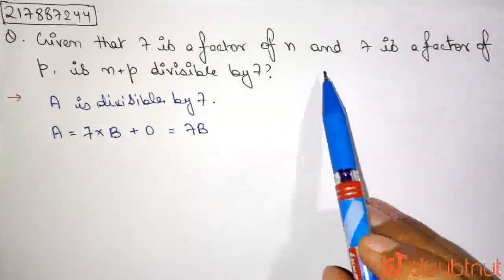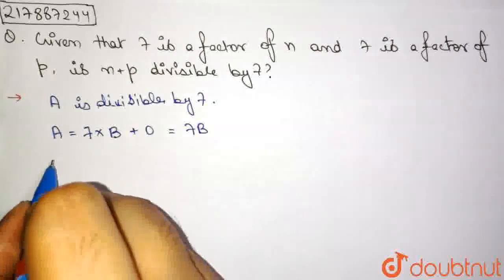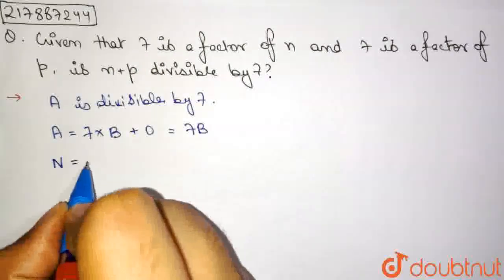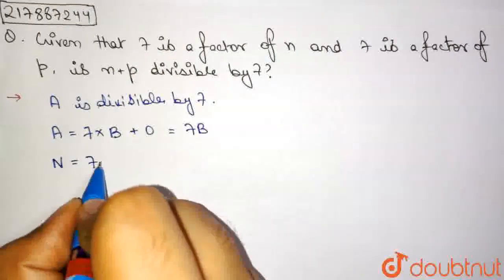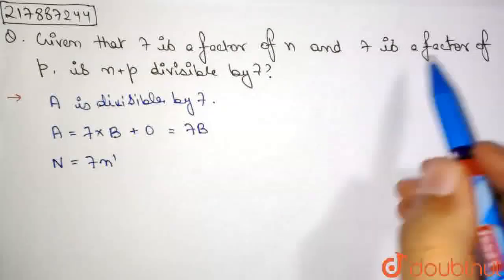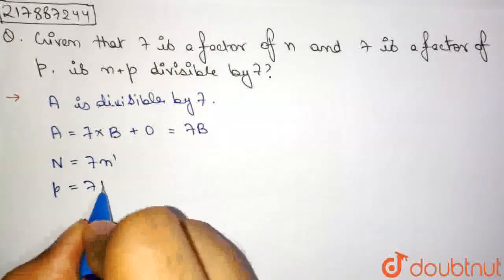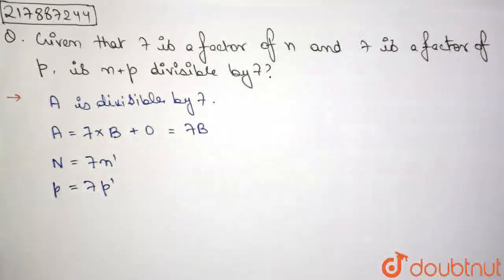Now looking at this question, I can say that 7 is a factor of n. So 7 is a factor of number n. So I can write n is equal to 7 times n dash. And similarly, 7 is a factor of p. So I can write p is equal to 7 times p dash. So n dash and p dash are some other values.